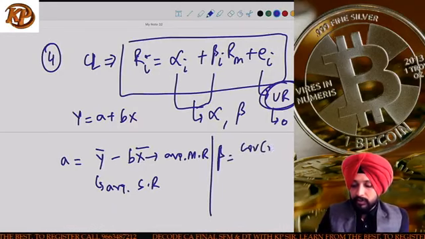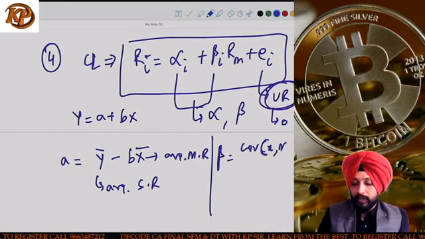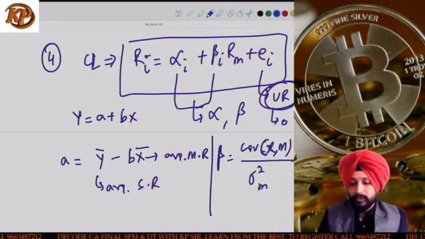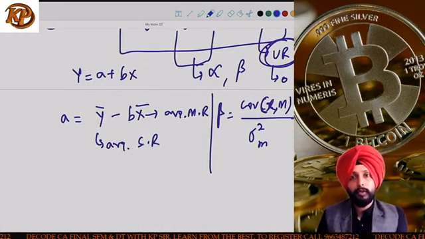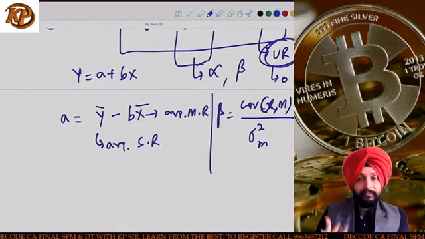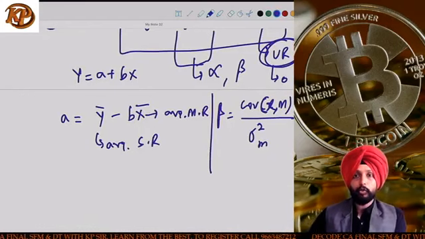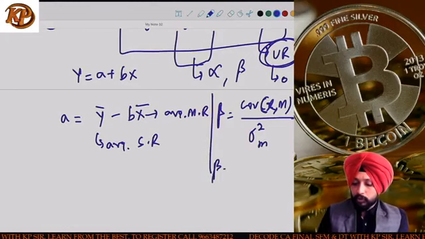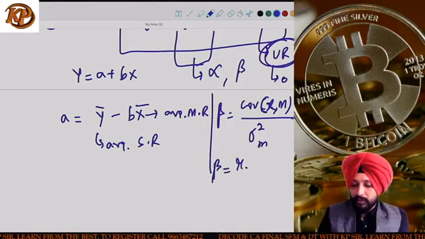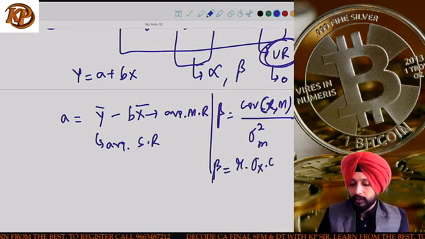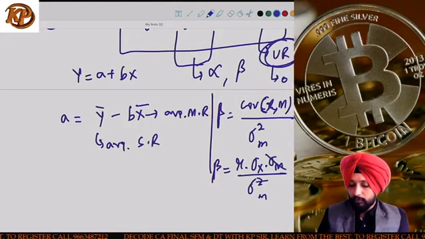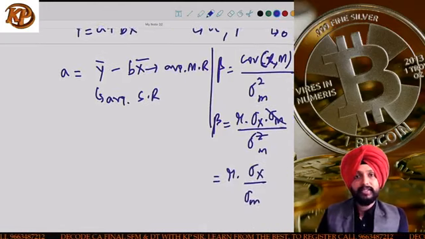Beta is equal to covariance of x and m, where x is the stock and m is the market, divided by sigma square m. This is the fourth formula used for computation of beta. Beta is cov xm divided by sigma square m. Or beta can also be calculated as, we know cov xm can be written as r into sigma x into sigma m, divided by sigma square m. The sigma m and square will go off, then we get r into sigma x divided by sigma m.